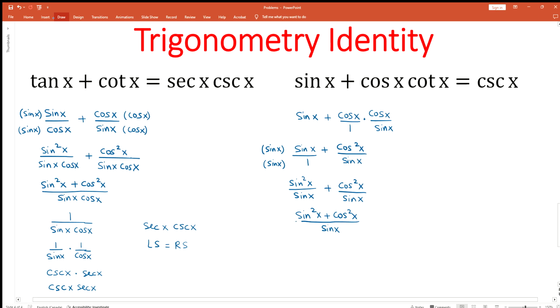As per the Pythagorean identity for sine and cos, sine square x plus cos square x is equal to 1, and 1 over sine x is equal to cosecant x, because cosecant is the reciprocal ratio for sine. So we got the expression on the right side of the given identity. Therefore, left side is equal to the right side. We have proved the second identity.